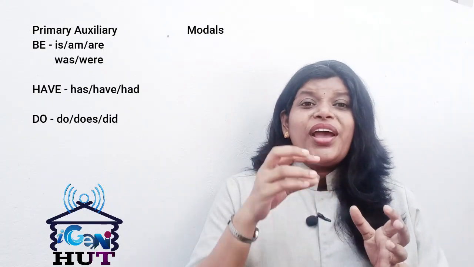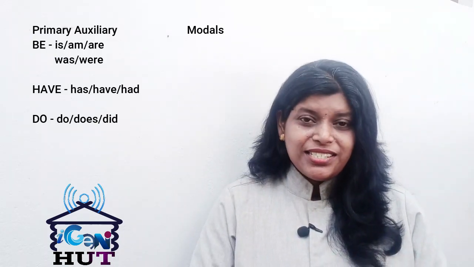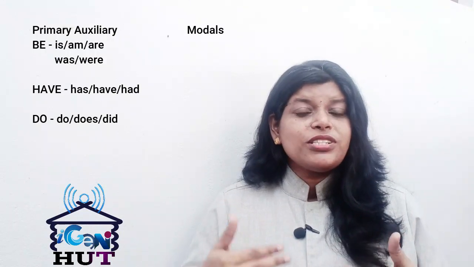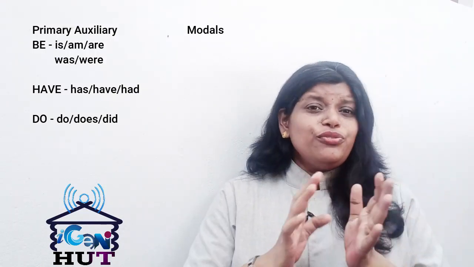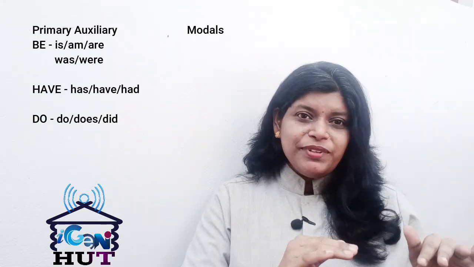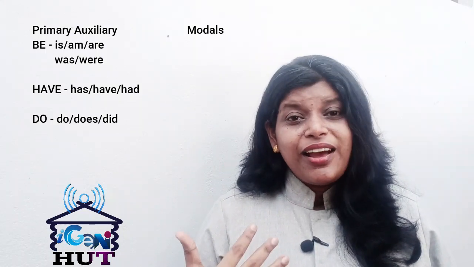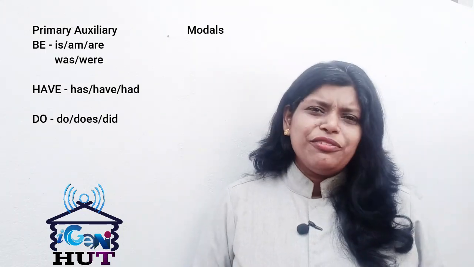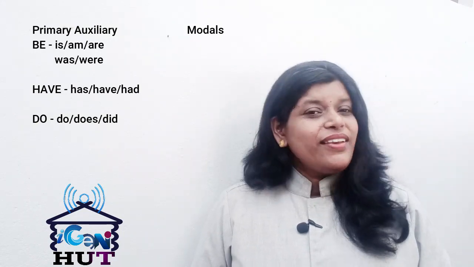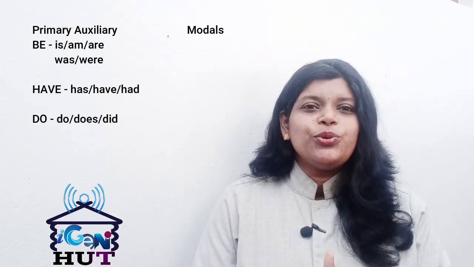Have forms are has, have and had, and they are used in perfect tenses. She has gone. I had bought a camera. Do forms are do, does and did. These are used in sentences of simple or indefinite tense. He does not eat an orange. She didn't wait for him, etc. Those are the examples.